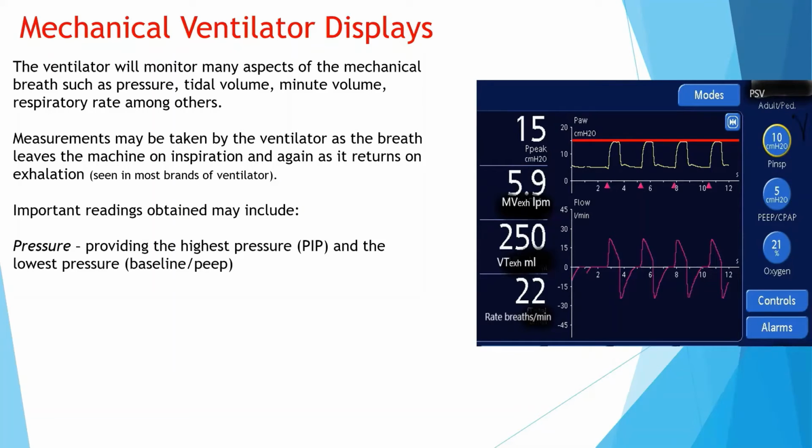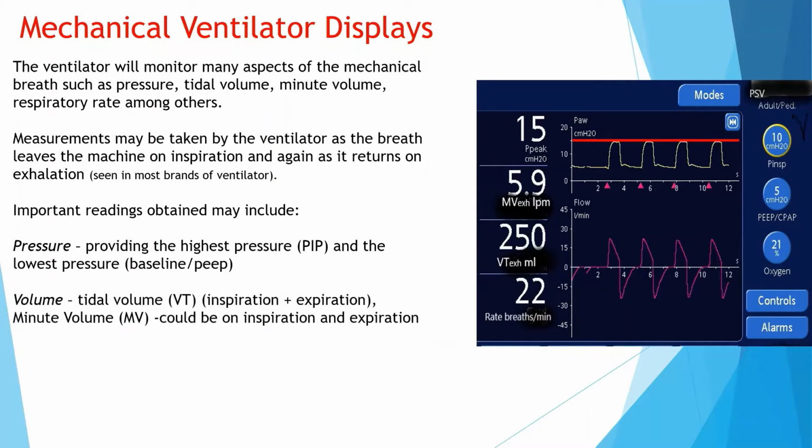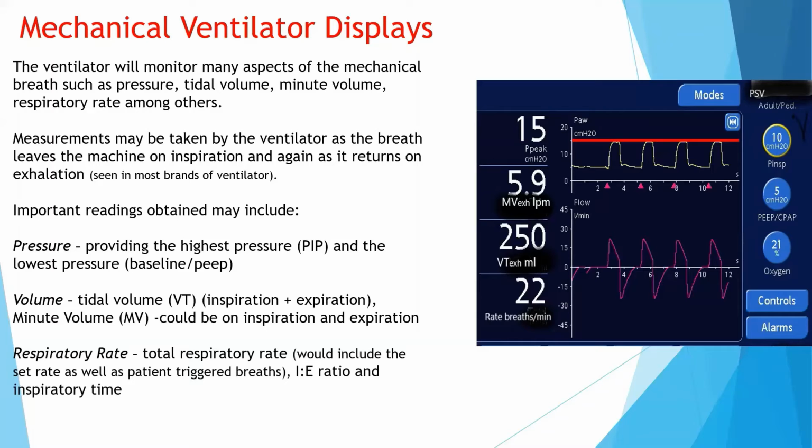Readings are going to include pressure, very important. So it's going to record the highest pressure, generally called PIP or P peak, and the lowest pressure, which is usually the PEEP, or if you're not using PEEP, it would be 0. The volume is very important: tidal volume on inspiration, tidal volume on expiration, as well as minute volume. And as well, this could be on inspiration and on expiration.